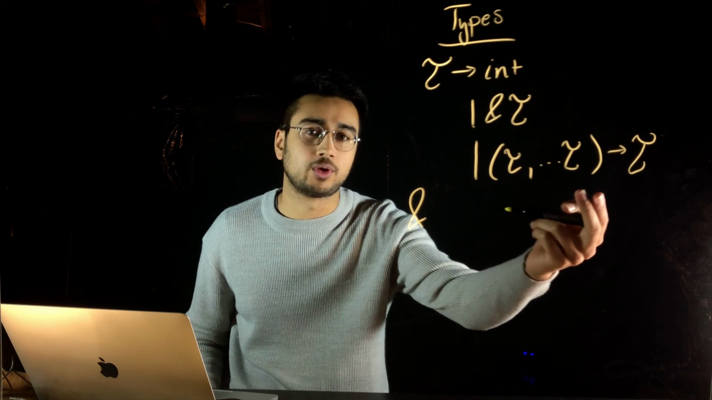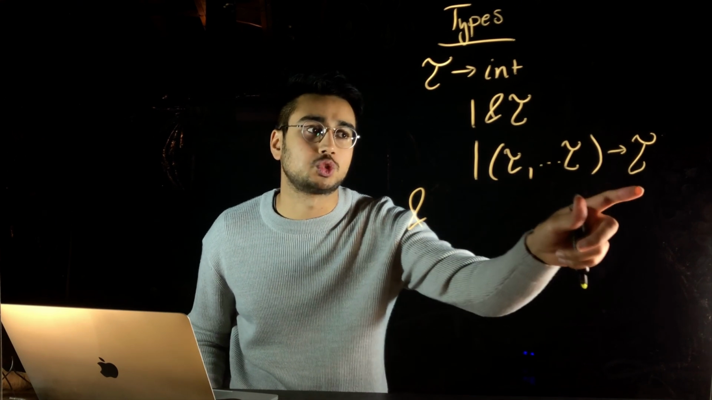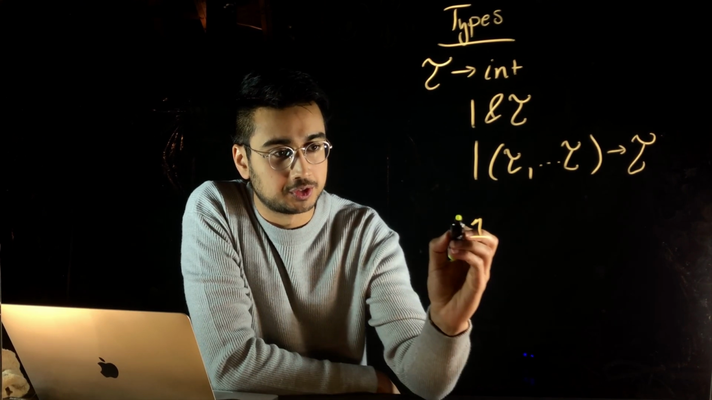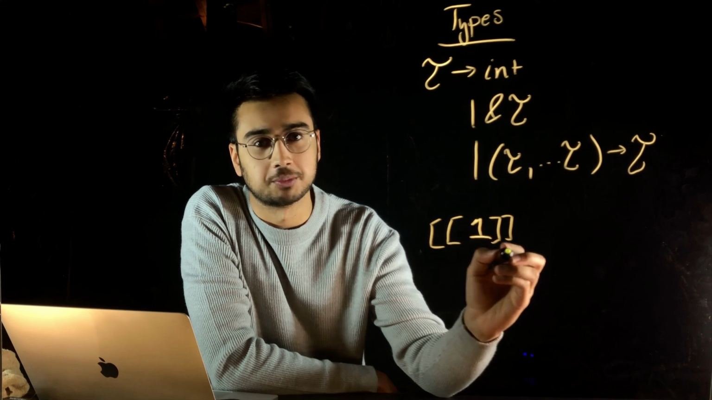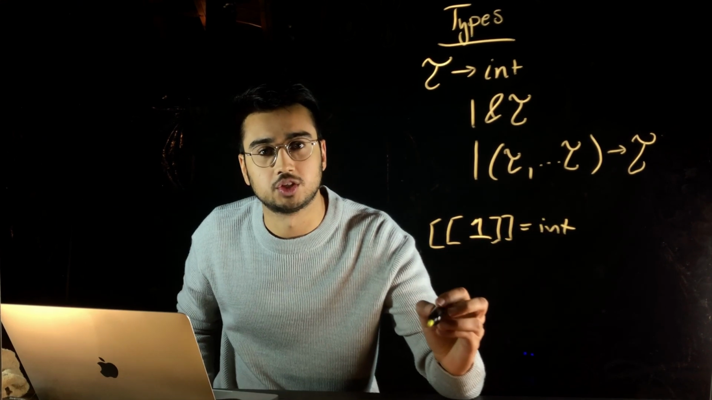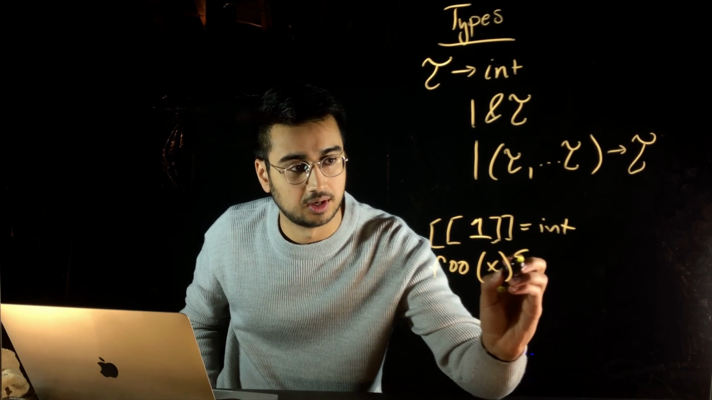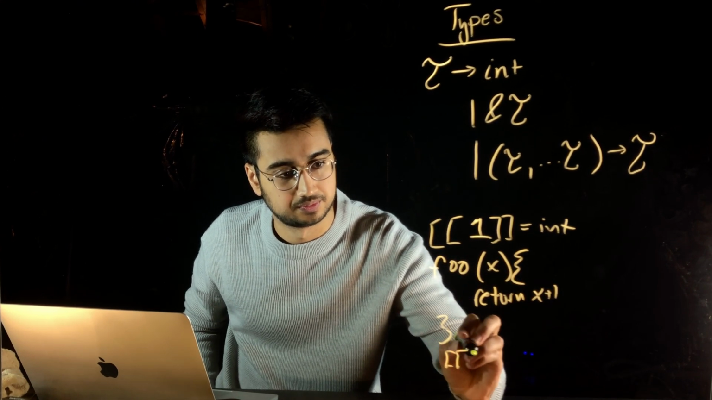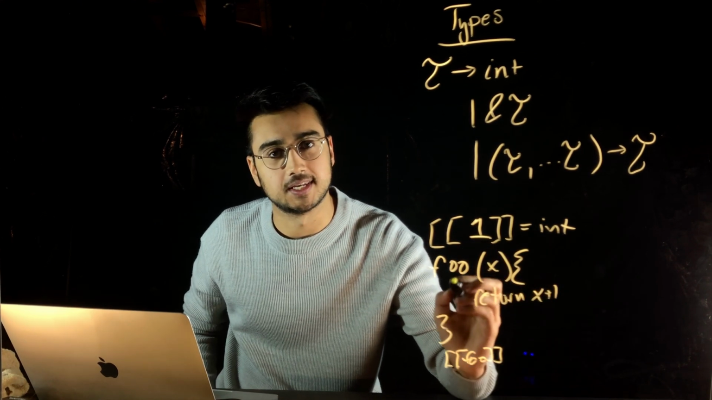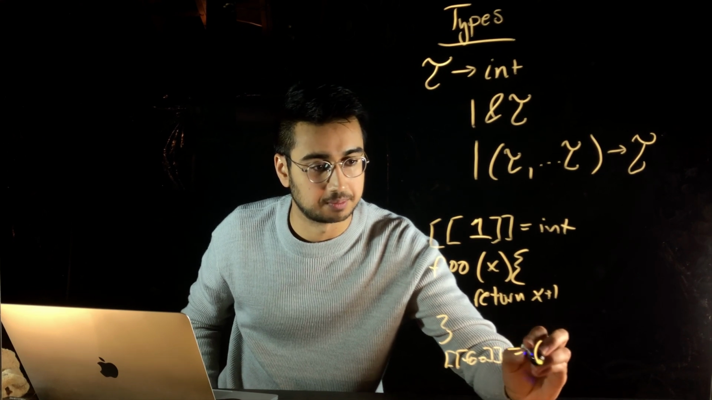For the function type, it would be the number of types we're passing into the function plus 1 for this return type. So if we had the program 1 and we wanted to know the type, which we'll denote with these double square brackets, it's just going to be int. Say we had this function foo. The type of foo will just be something that takes in an integer and returns an integer. So that's this type.